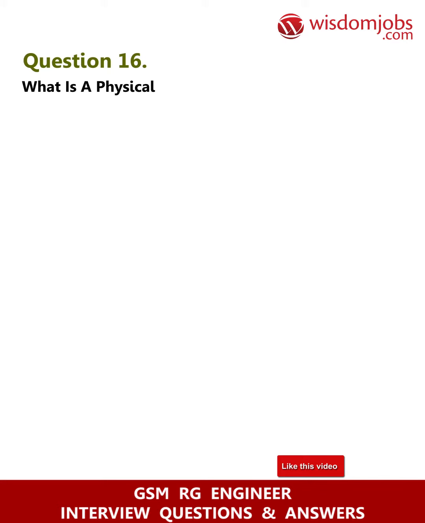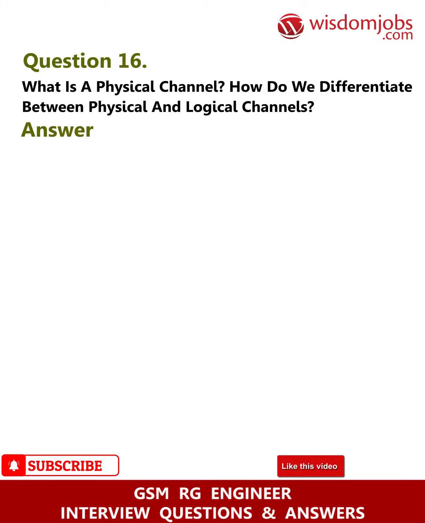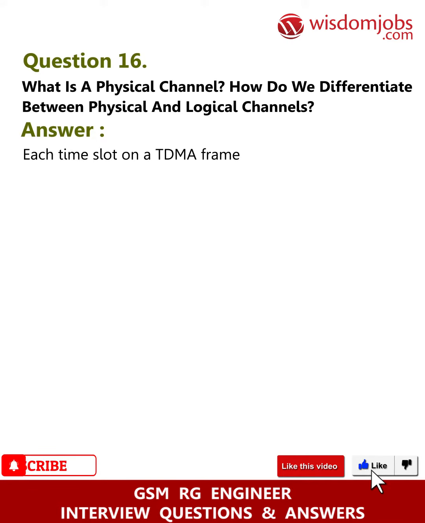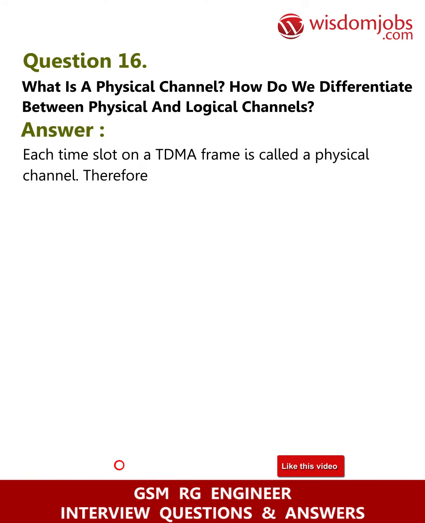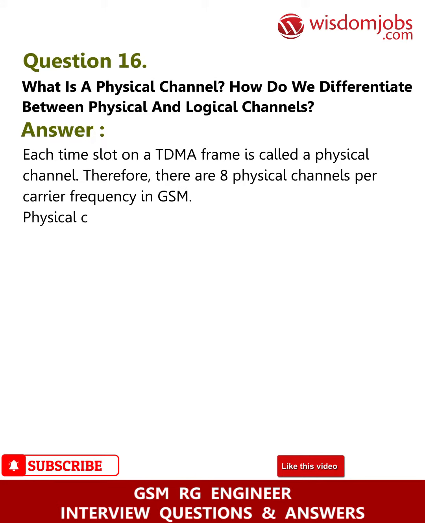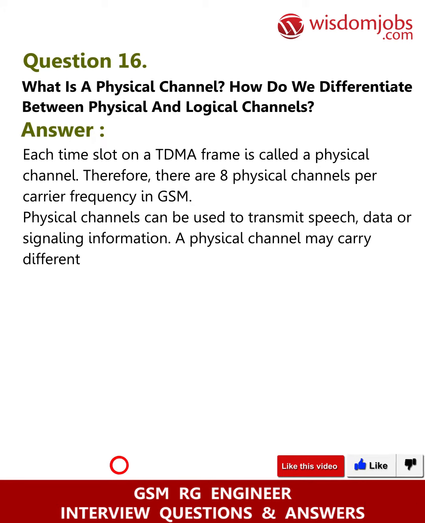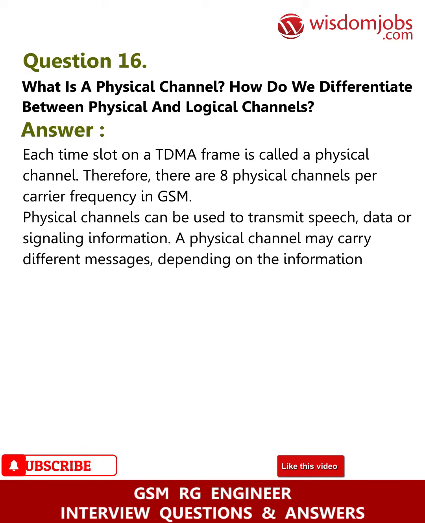Question 16. What is a physical channel? How do we differentiate between physical and logical channels? Answer. Each time slot on a TDMA frame is called a physical channel. Therefore, there are 8 physical channels per carrier frequency in GSM. Physical channels can be used to transmit speech, data or signaling information.